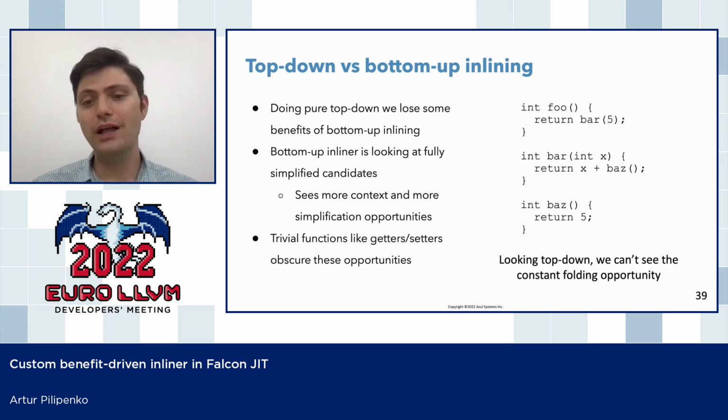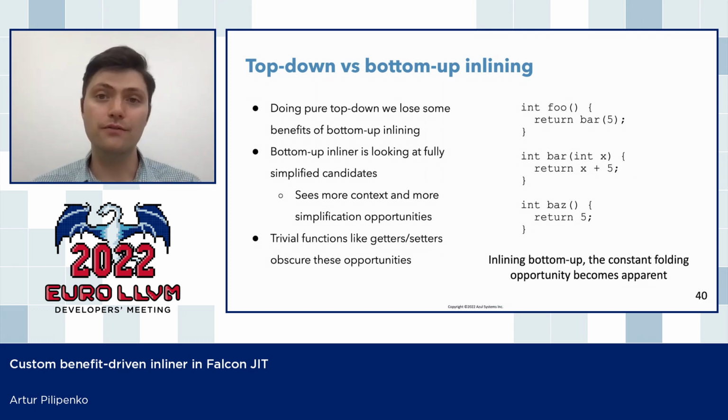In this example, if we are looking top-down, we cannot see the constant folding opportunity of inlining bar into foo. But if we're inlining bottom-up, and if we inline baz into bar first, the constant folding opportunity becomes apparent.